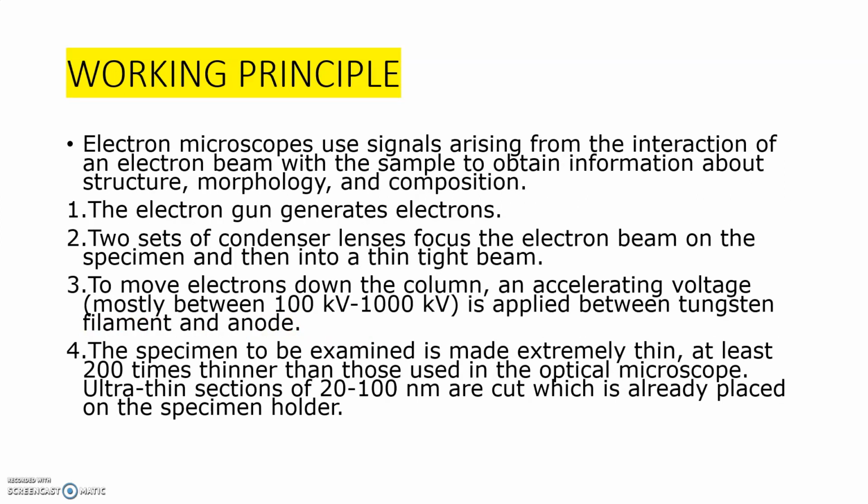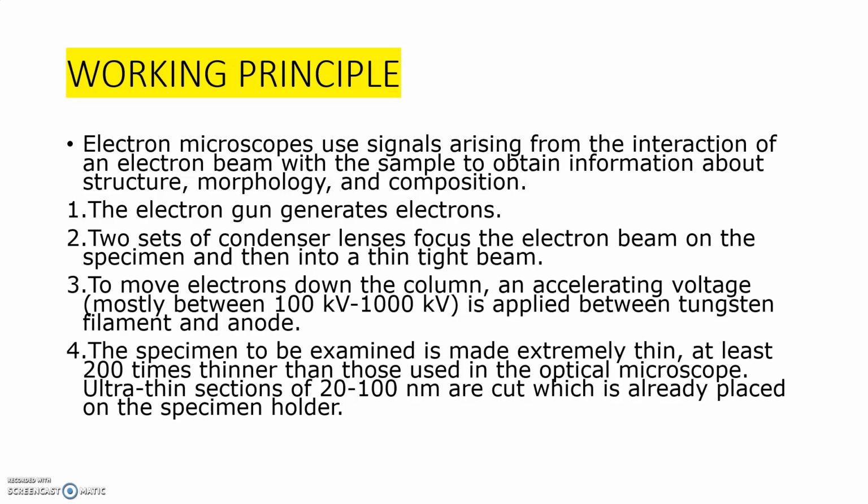Next is the working principle of electron microscopes. Electron microscopes use signals arising from the interaction of the electron beam with the sample. Whenever the electron beam interacts with the sample, it produces signals that are used to obtain information about the structure, morphology and composition of the specimen.